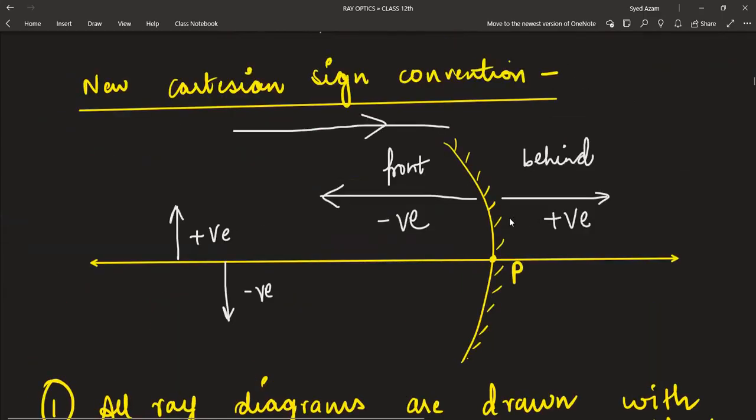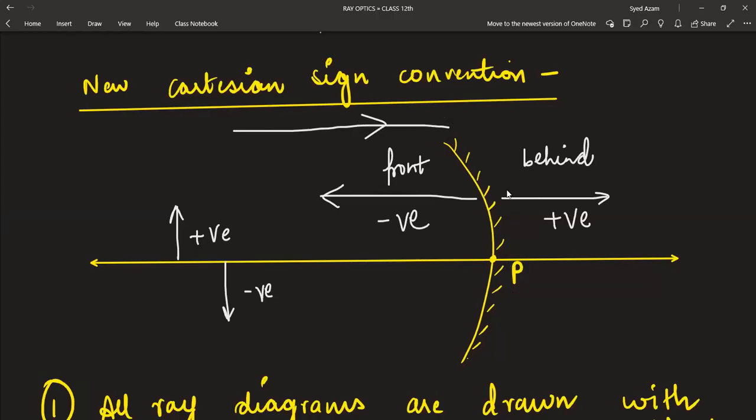See, for the sign convention, object distance is always taken negative. Remember it like this: principal axis and the mirror. Anything above the principal axis positive, anything below the principal axis negative. Anything in front of the mirror negative, anything behind the mirror positive. That's it. Or the other way for this is that you go along with the incident ray, wherever is the direction of incident ray from the pole.